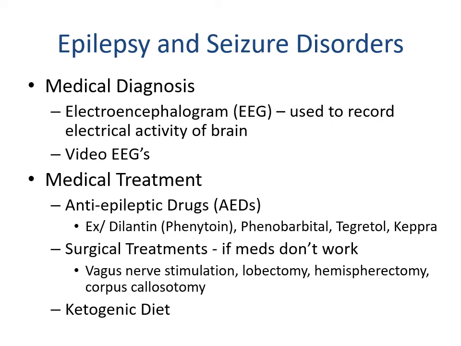Now we do have surgical treatments if meds don't work: vagus nerve stimulation, lobectomy, hemispherectomy, and corpus callosotomy. We can sever the two halves of the brain, remove a hemisphere of the brain, or remove specific lobes of the brain. Depending on whether it's a seizure in a specific spot or a generalized seizure, we have different options. And then, of course, what probably most people are familiar with because of this field is the ketogenic diet.